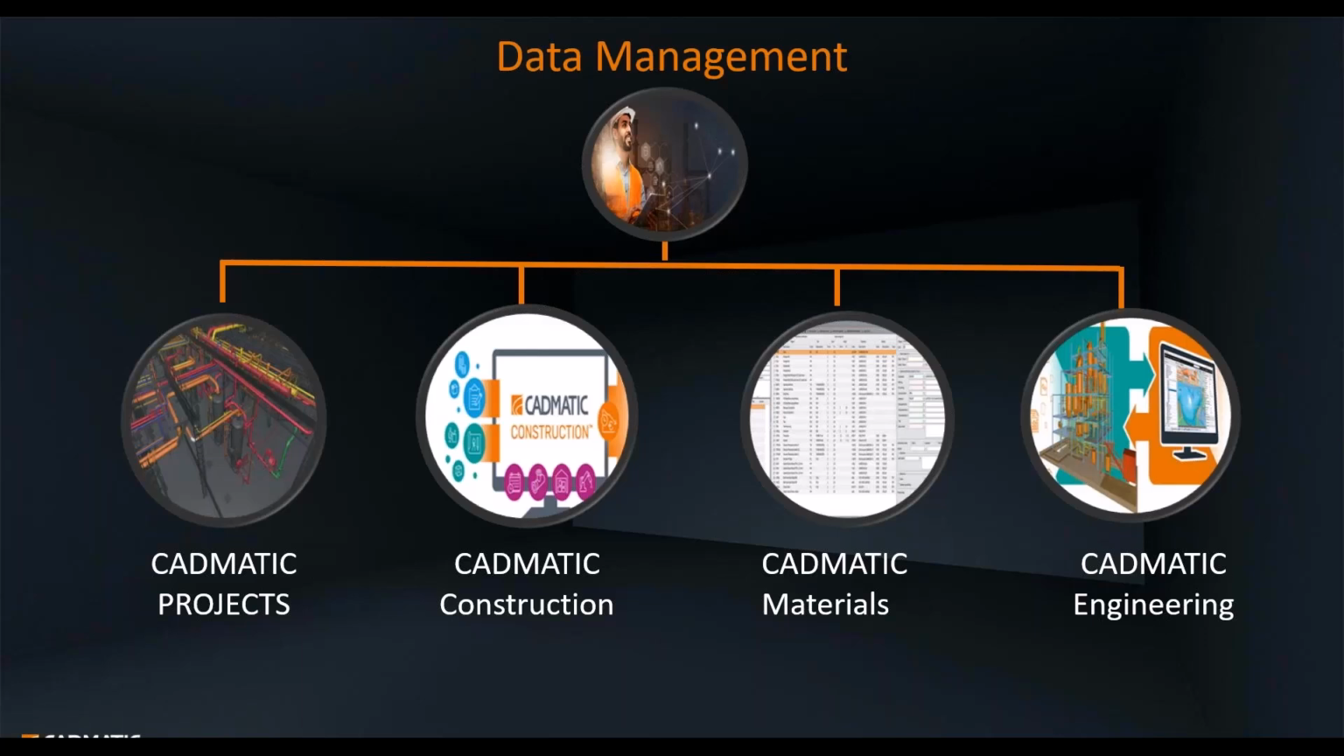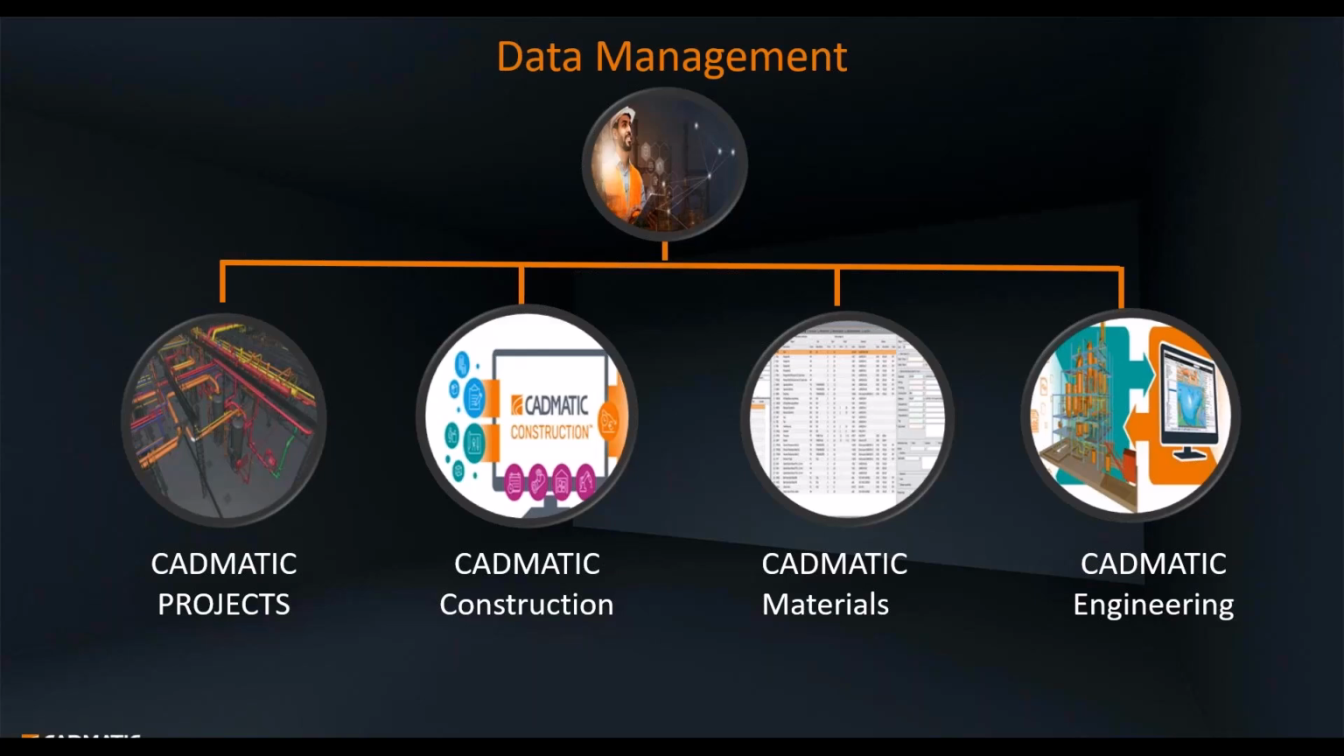Then recently we acquired a company called CLA. So we have data management software solutions. In this family, CADMATIC Project is a project control software where you can continue working the way you want with your existing planning tools like Primavera or MS Project to enable 4D project control.